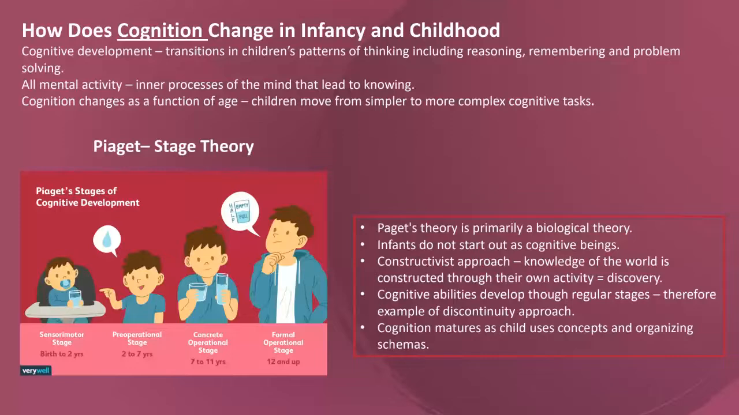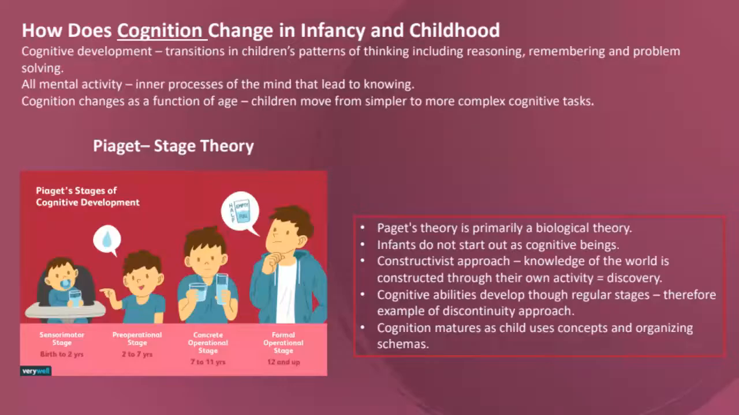And again, still remaining in our early infancy days is cognition, thinking. How do children develop thinking and reasoning and remembering and problem solving? That's all an important part of child development and a critical part that takes place from the minute they're born. So it's all mental activities, and it's very much a function of age. We know that with children, they move from simpler tasks to more complex tasks. The important theorist in this phase of cognitive development is Piaget.